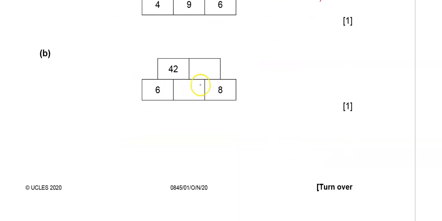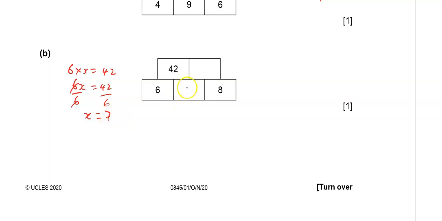Part B, this is x. So what number do we multiply 6 by to give us 42? So we say 6 times x is 42. Then this will be 6x equals 42. Divide both sides by 6. Therefore, of course, this will cancel. We get x equals 7.